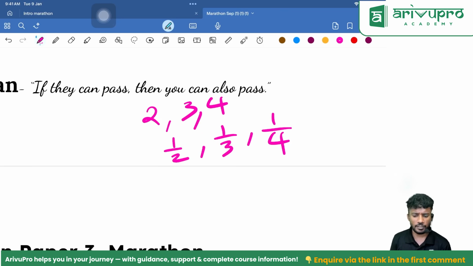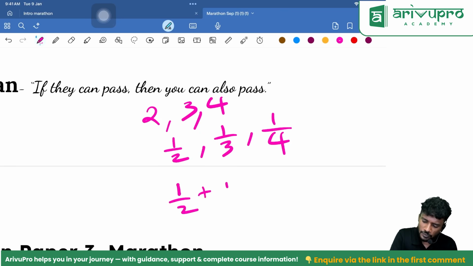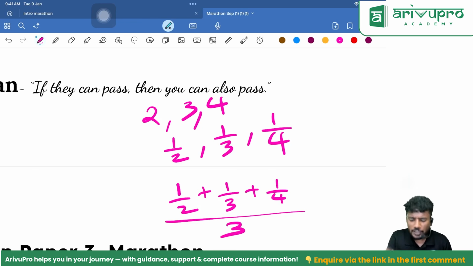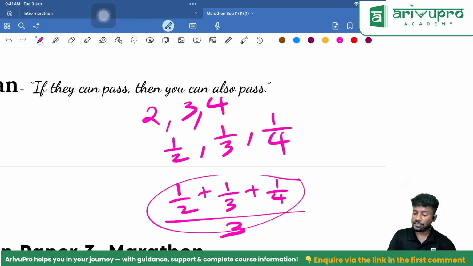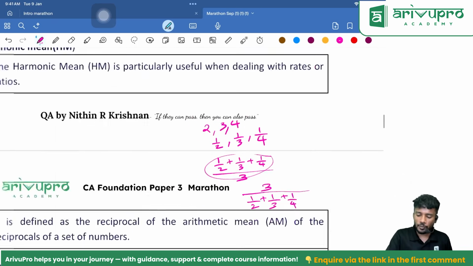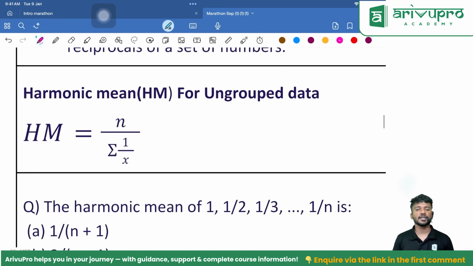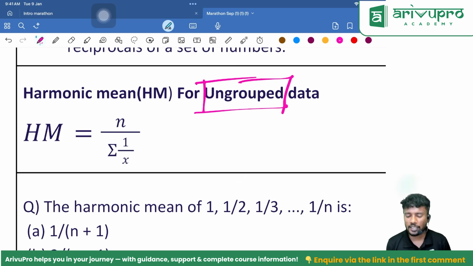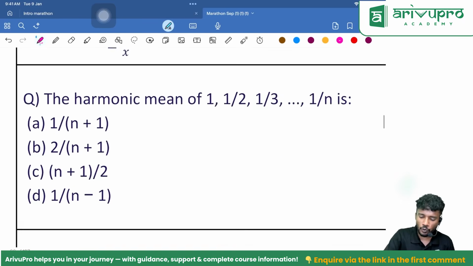How to find the arithmetic mean of the reciprocals? We need to add everything, then divide by the number of terms. Then what is the harmonic mean? Reciprocal of this arithmetic mean. That is 3 divided by 1 by 2 plus 1 by 3 plus 1 by 4. This is the harmonic mean. HM is equal to N divided by sigma 1 by x, for ungrouped data. This is HM.